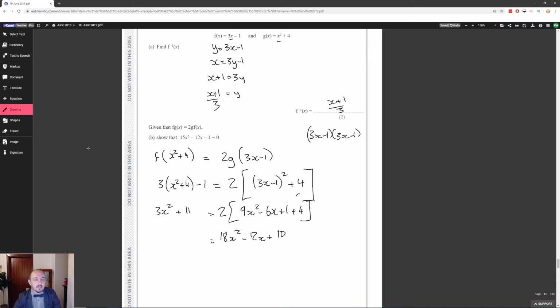When we subtract 3x squared from both sides, so let's just do that from here, we're going to subtract 3x squared like that, and we're going to subtract 11 from both sides. So that gives us 0 equals 15x squared minus 12x plus 10 minus 11 is minus 1.